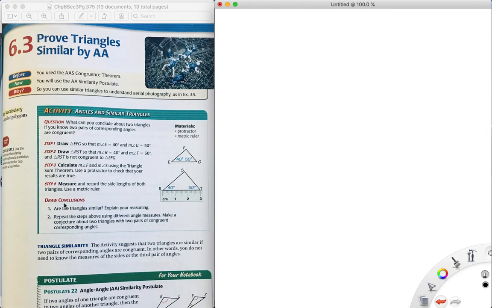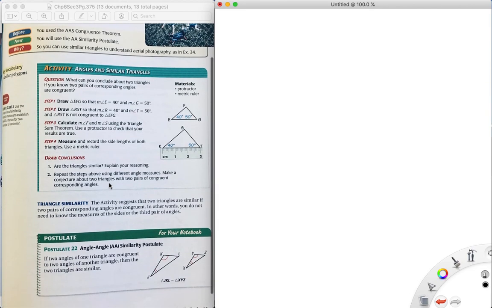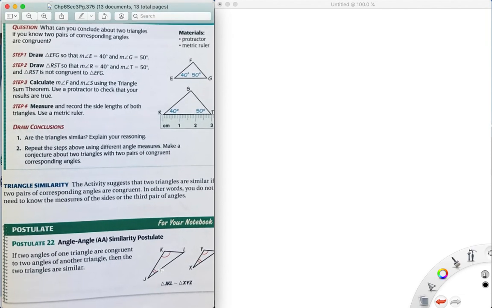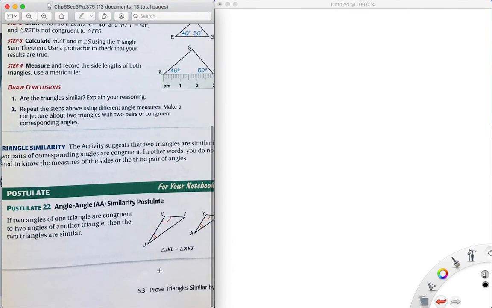Alright, we are doing two sections today. Section 6.3, Section 6.4. Similarity in triangles by angle, angle, side, side, side, and side, angle, side. So, the first one here is a postulate, and it's called the angle postulate.